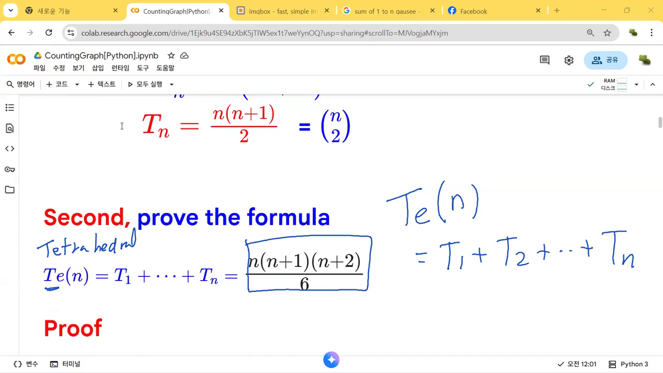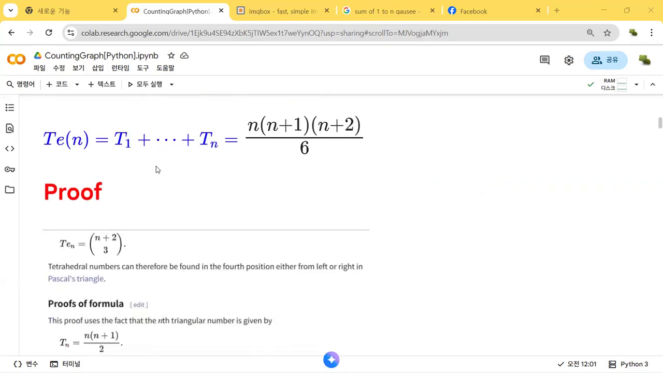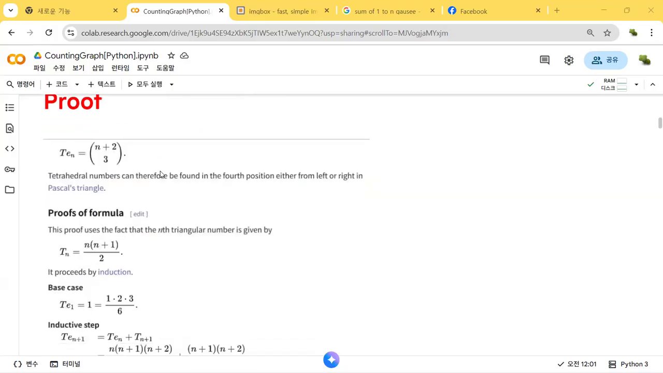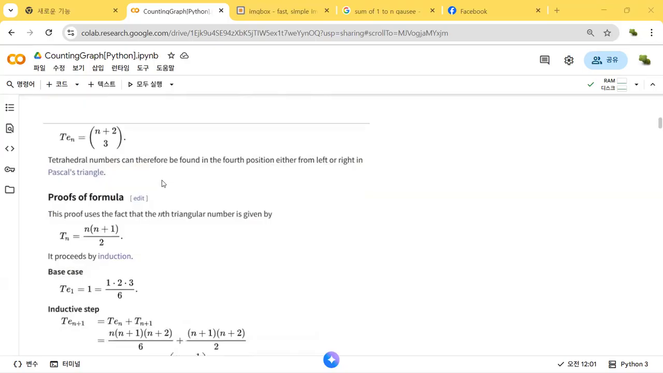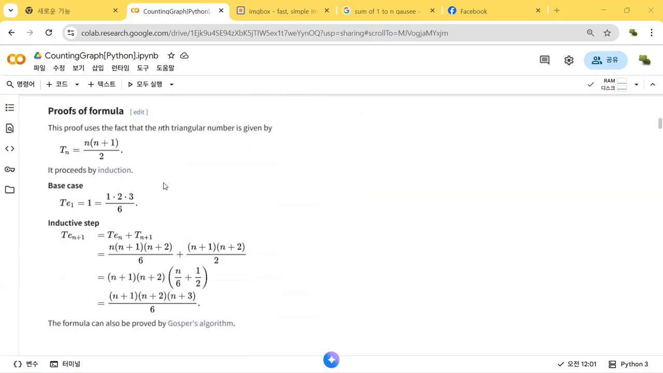Then in this case, we can use a kind of recursive formula or induction in many ways. So let's see. We use a kind of inductive proof. What we want to prove is the tetrahedral number. So let's prove it in general for n plus 1, okay?